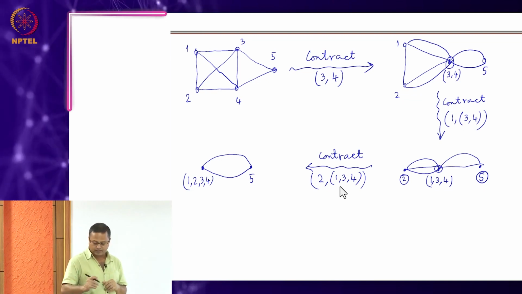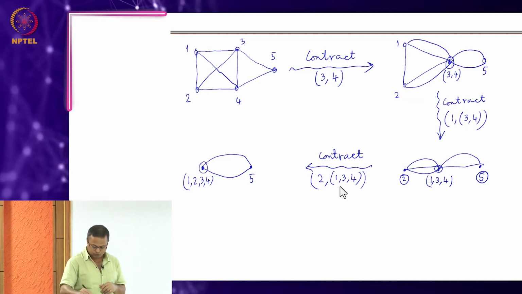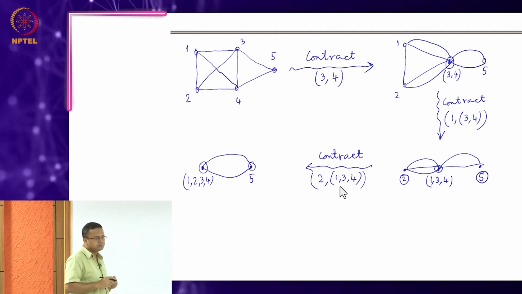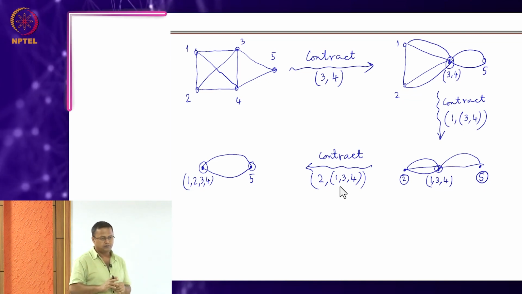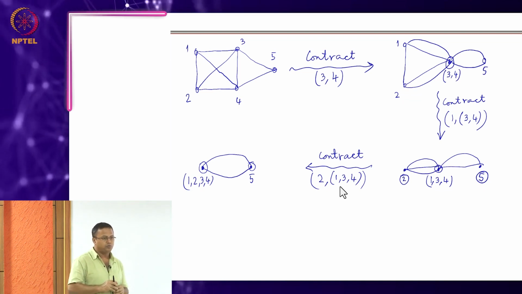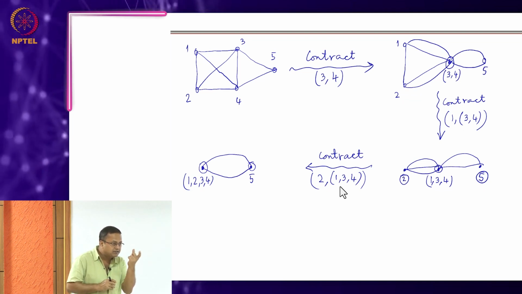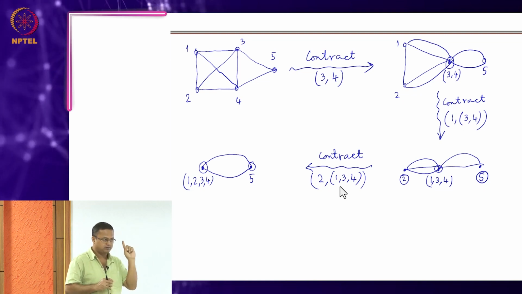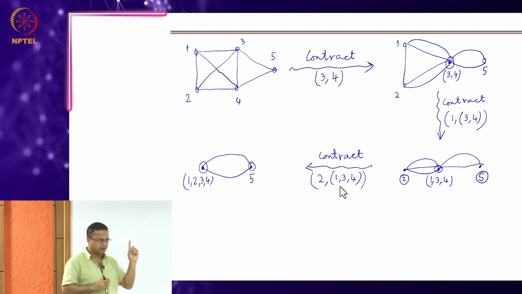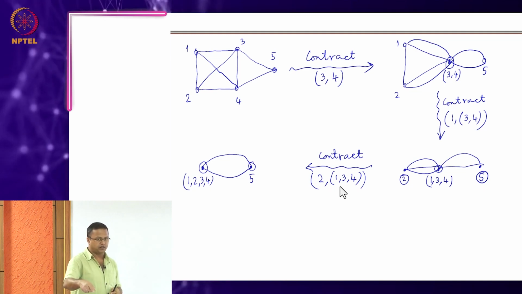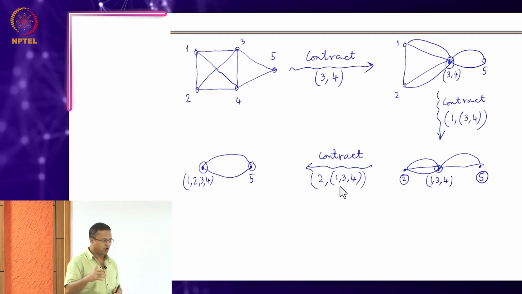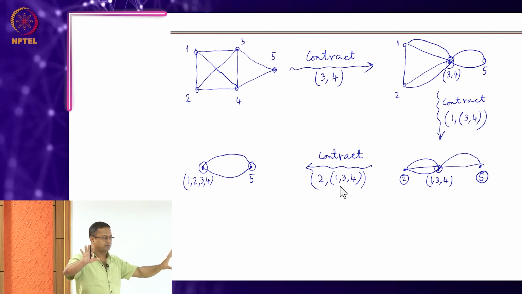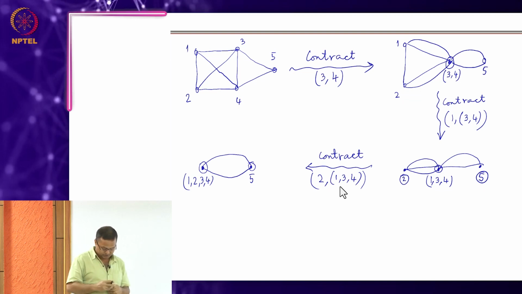So I said I would stop when I have 2 supernodes. So I stop here and I declare this as my cut. Mind you, for each edge selected uniformly at random, when I collapsed, that edge is lost. If you count the number of edges, you would understand which edges are lost. But what I needed was the partition of the graph into 2 disjoint subsets of vertices.